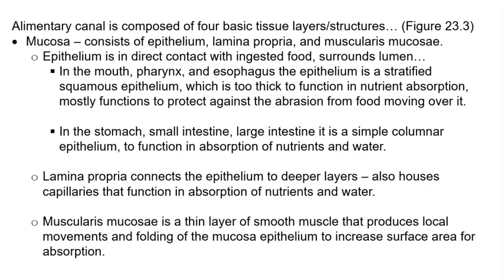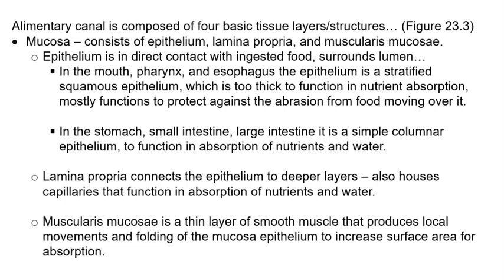The alimentary canal is composed of 4 basic tissue layers, and we will refer to figure 23.3 when examining these structures. The deepest of the alimentary canal layers is called the mucosa. It consists of an epithelium, a lamina propria, and a smooth muscle layer called the muscularis mucosae. The epithelium is in direct contact with ingested food as it lines and surrounds the lumen of the alimentary canal, with the lumen being the space that the ingested food is passing through.